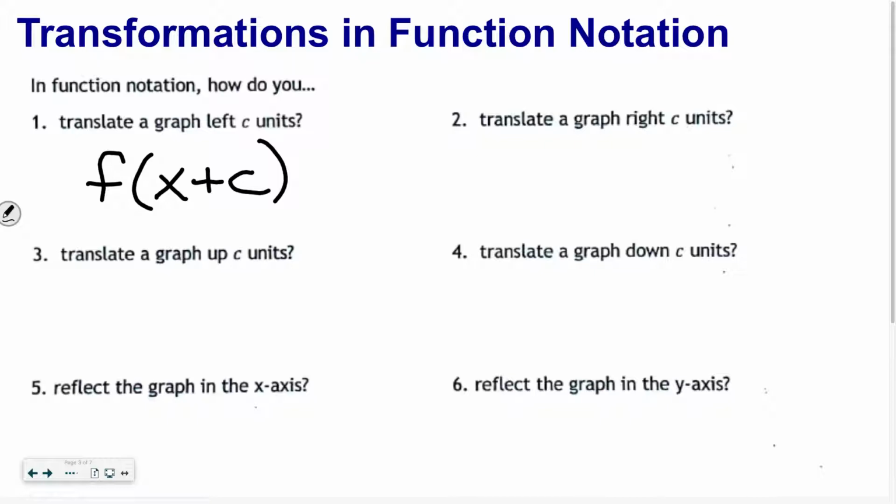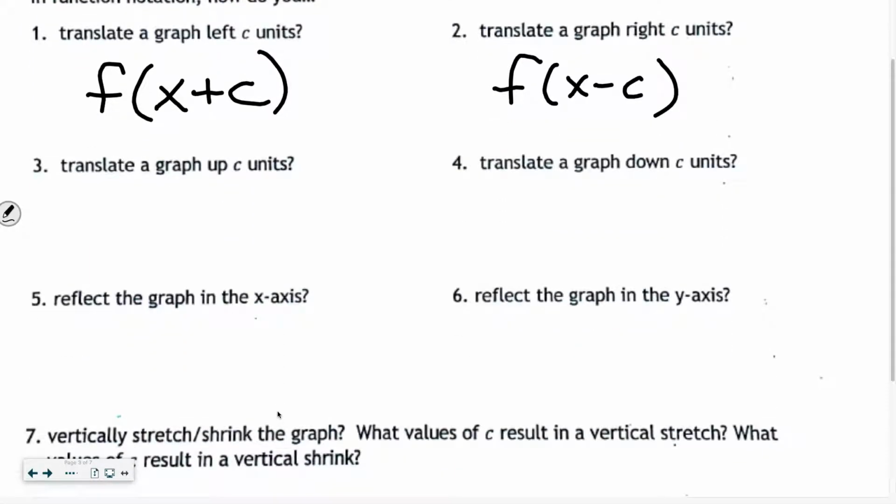Notice on this one we're just treating it in function notation, f of x. We could say what the parent function is, but we're just leaving it in function notation. And then translating right c would be f of x minus c. On both of those, we're affecting the x values, so we're keeping it in parentheses. C looks like the opposite of what it really is.